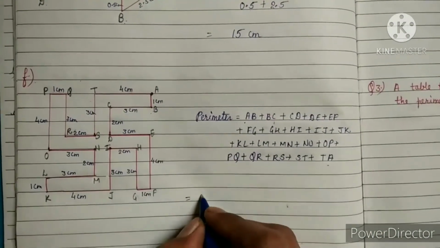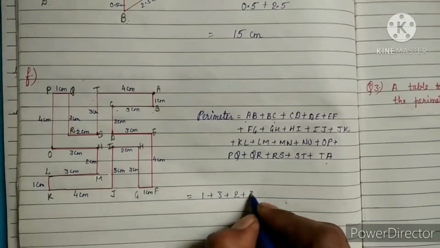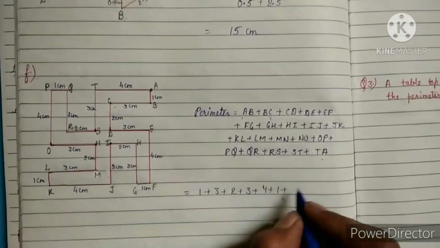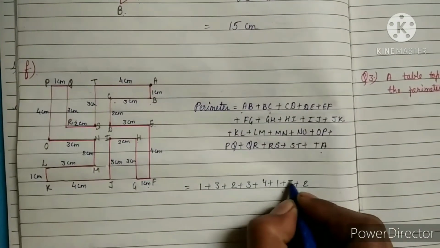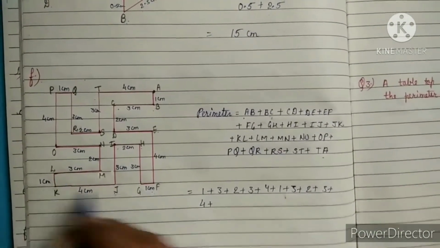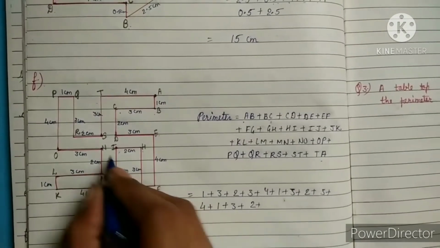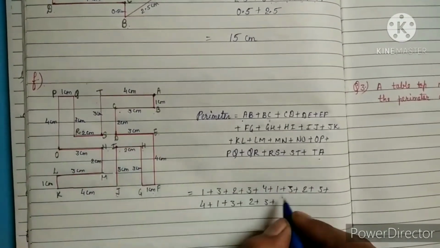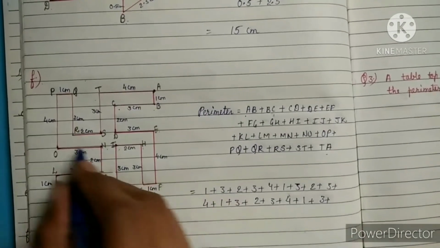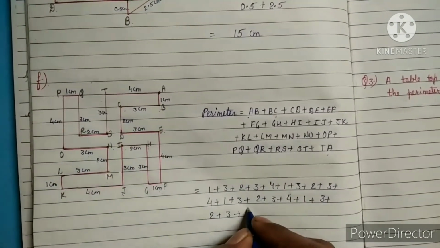Now, AB is 1, BC is 3, CD is 2, DE is 3, EF is 4, FG is 1, GH is 3, HI is 2, IJ is 3, JK is 4, KL is 1, LM is 3, MN is 2, NO is 3, OP is 4, PQ is 1, QR is 3, RS is 2, ST is 3, and TA is 4.